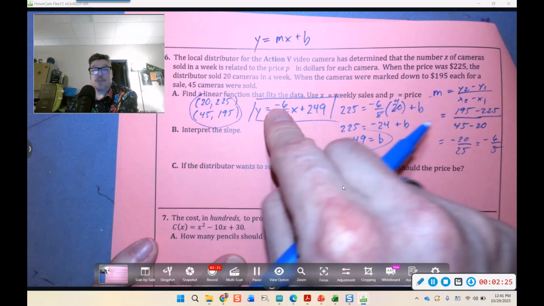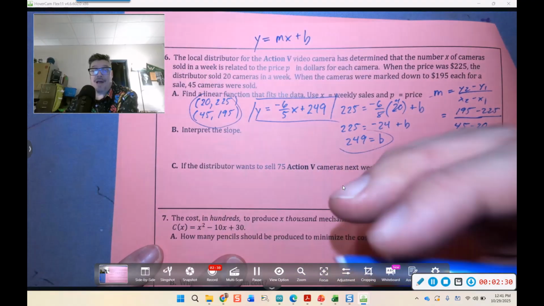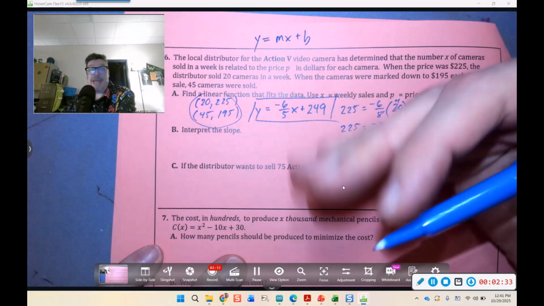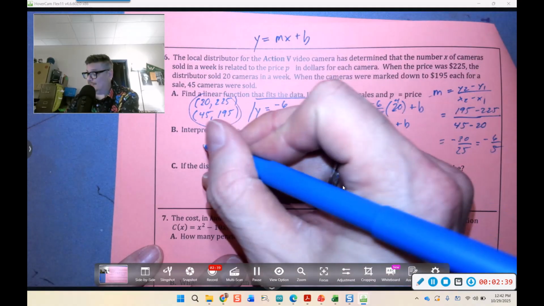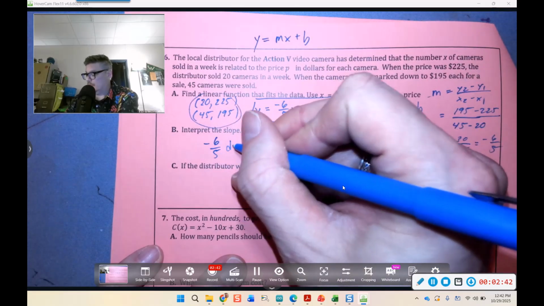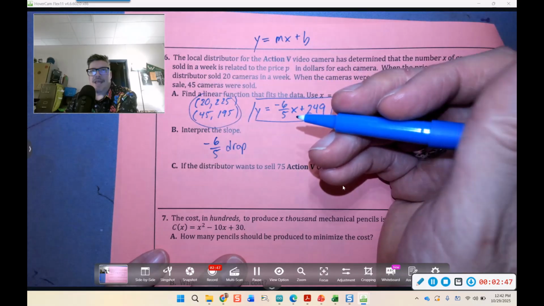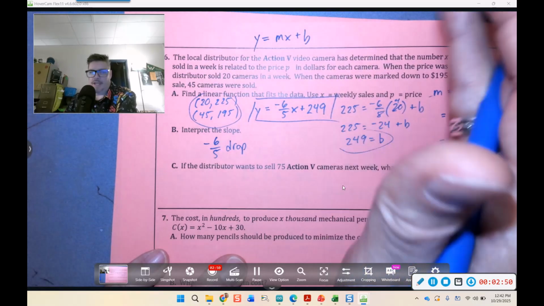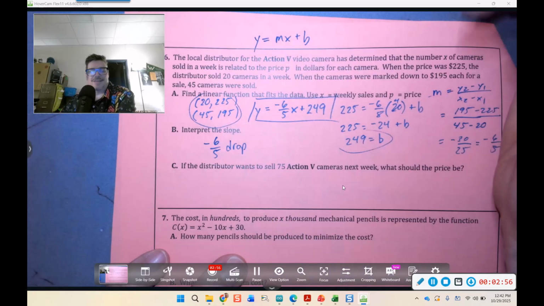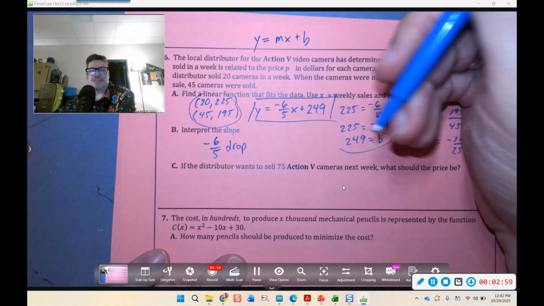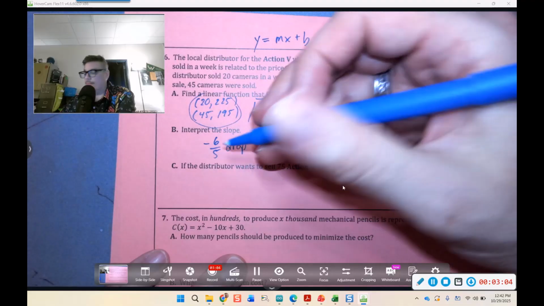So what I'm going to do is interpret this slope here, okay? What this means is every time I want to sell an extra camera, I'm going to have to drop the price by -6/5, okay? So it's kind of weird to say a negative price drop because then it sounds like a double negative. But think of it as a negative increase is a drop, okay? So if we want to sell one more extra camera for that week, we have to reduce this guy by -6/5.